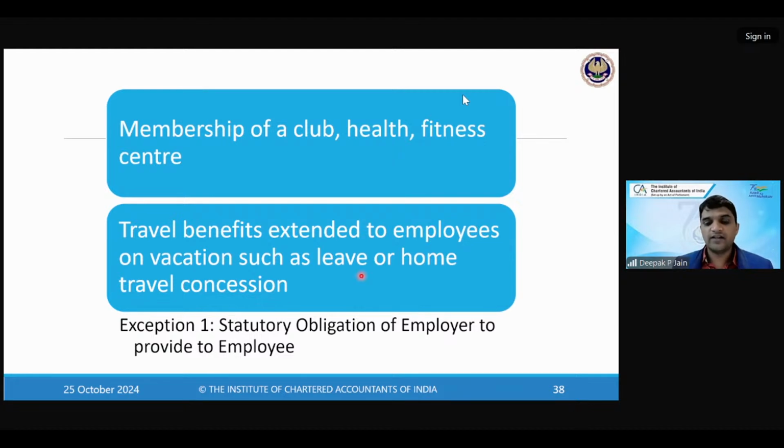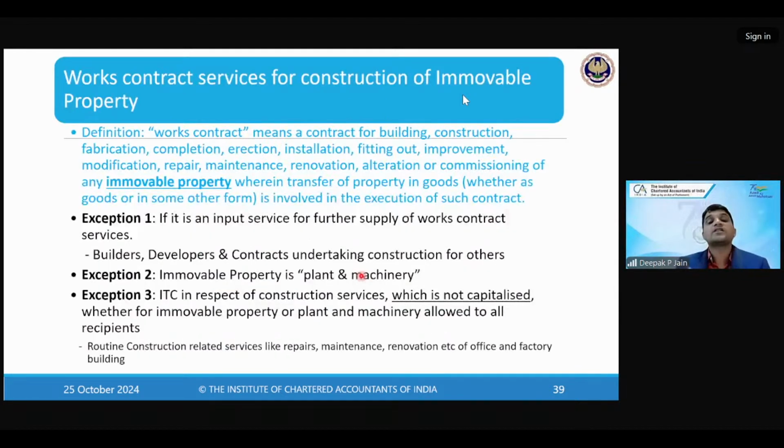Then the next kind of restricted service is works contract service. This is very important. Generally, we feel that if you are running an office, now instead of taking an office on rent, you will think that I will construct a building. I will take it on rent and I will give it also on rent. So can you claim the credit on the building? Because when you construct a building, GST will be charged on cement, steel. Cement, steel are the major ones. So can you get credit on this?